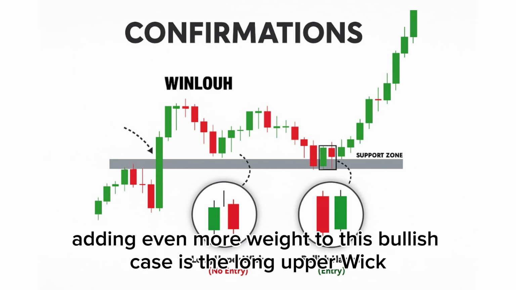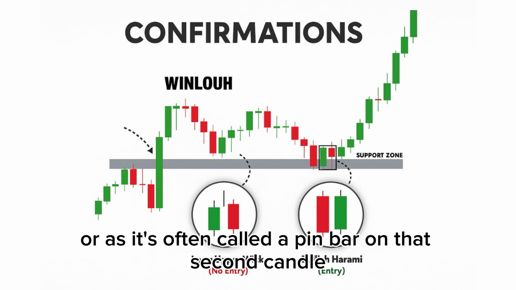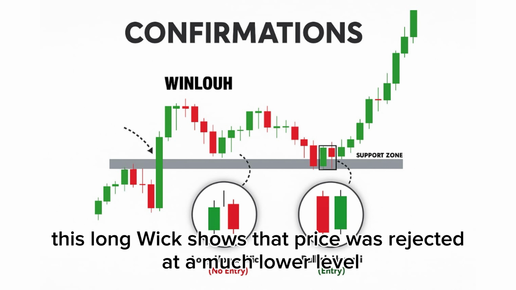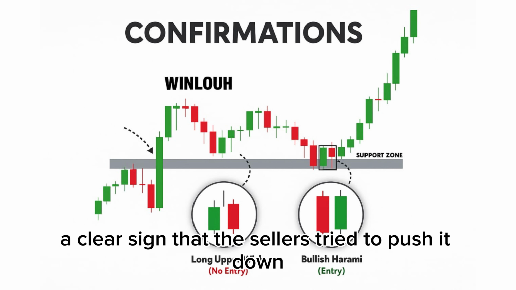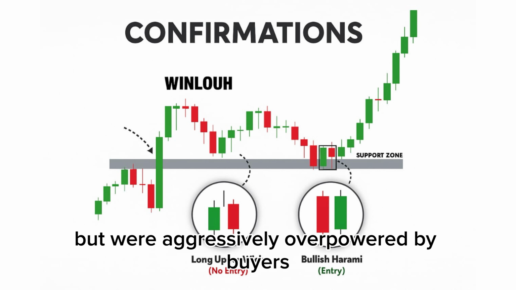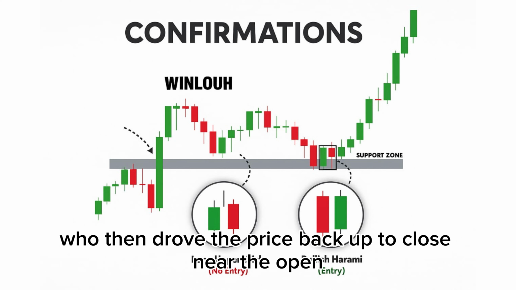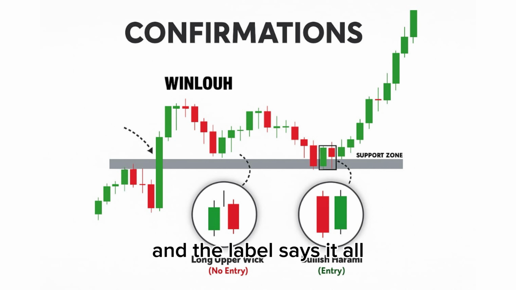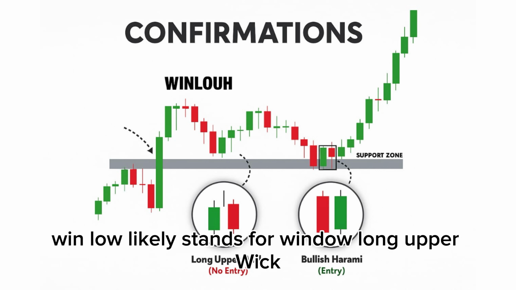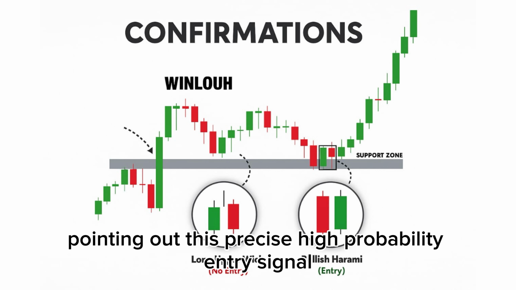Adding even more weight to this bullish case is the long lower wick, or as it's often called, a pin bar, on that second candle. This long wick shows that price was rejected at a much lower level, a clear sign that the sellers tried to push it down but were aggressively overpowered by buyers, who then drove the price back up to close near the open, and the label says it all. "Win Lao" likely stands for a bullish harami with a long lower wick, pointing out this precise, high-probability entry signal.